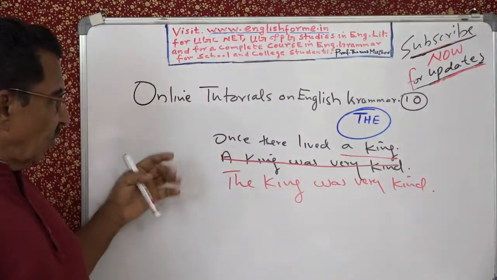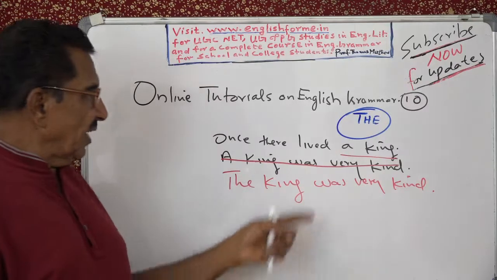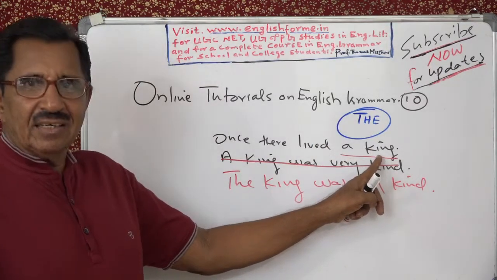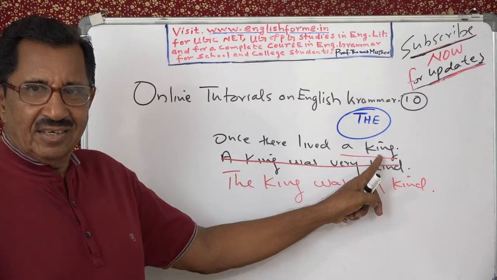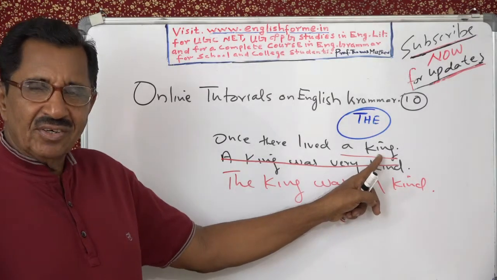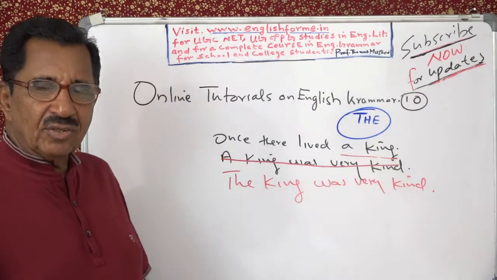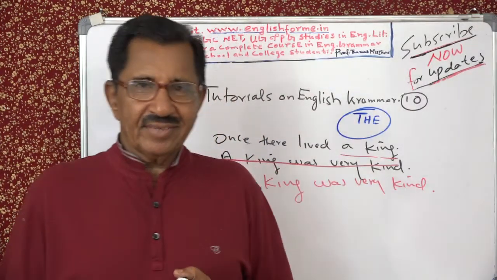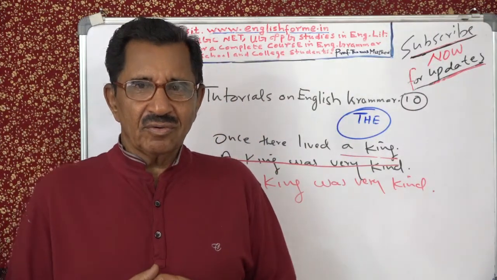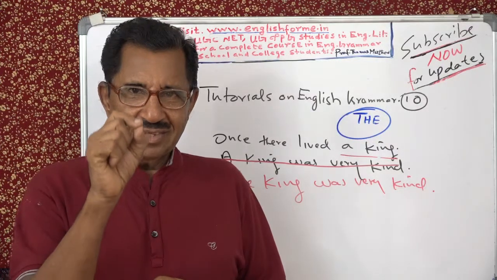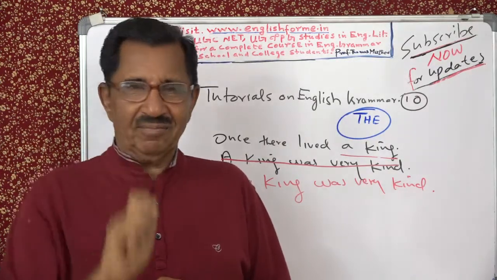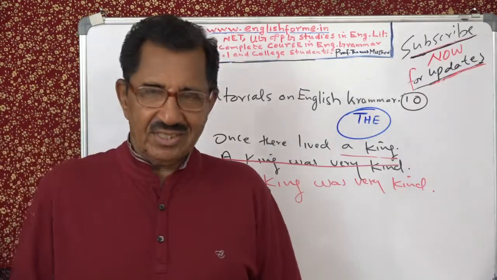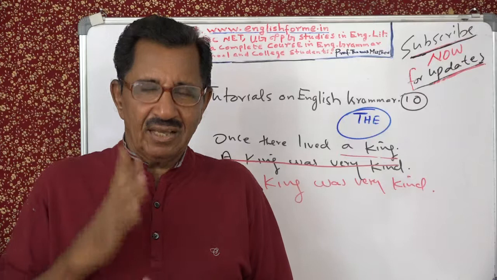So here it is. Once there lived a king. If you want to speak about this king, whom you have already referred to or said about, you have to use the. So that means, what will you say? You will formulate a rule. What is the rule? When we use a noun for the second time, or third time, fourth time, second onwards, you should use the.